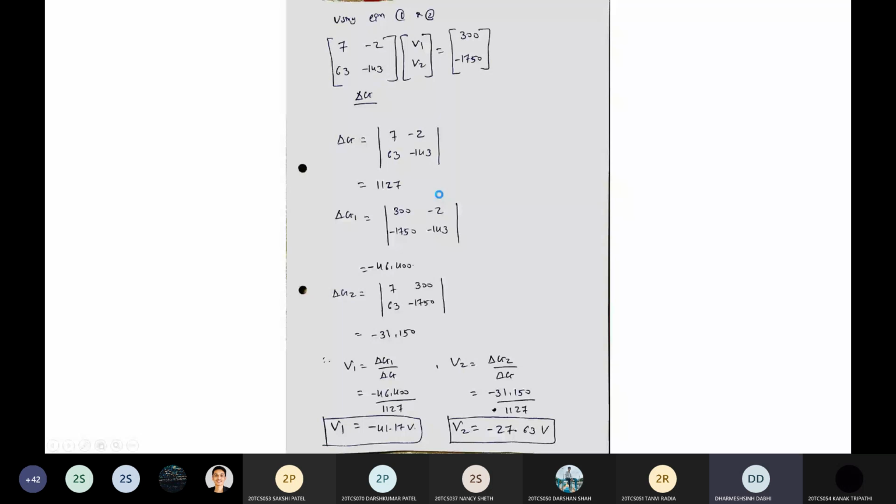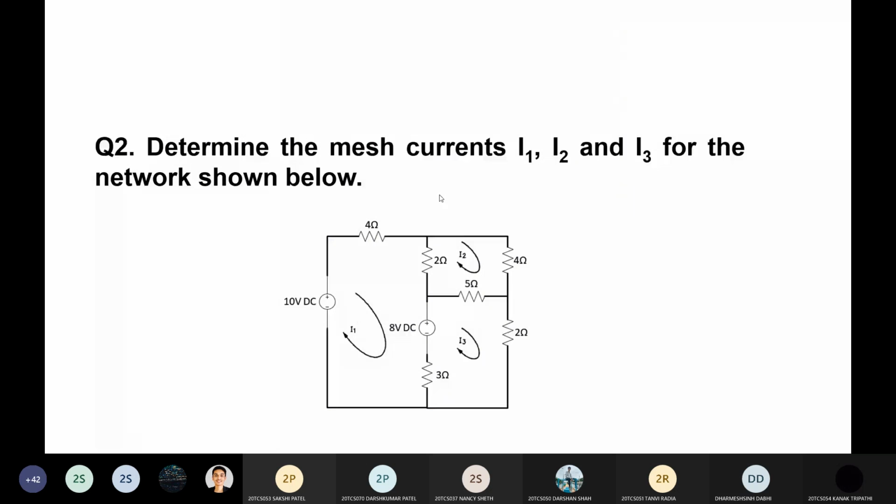So next example: determine the mesh currents I1, I2 and I3 for the network. What answer do you get in this? Just give me the answer only, after that you solve this question. Sir, I1 is 0.908 ampere. Yes, very good. I2 is 0.844 ampere. I3 is 1.494 ampere, you can also write 1.5. So your answer is right: I1 is 0.908, I2 is 0.844 and I3 is 1.494. So I think I need not solve this question, the solution is already given, we just change the values. Okay.